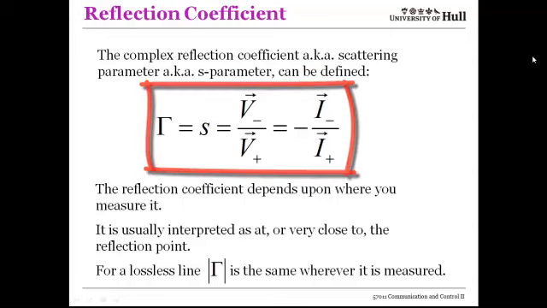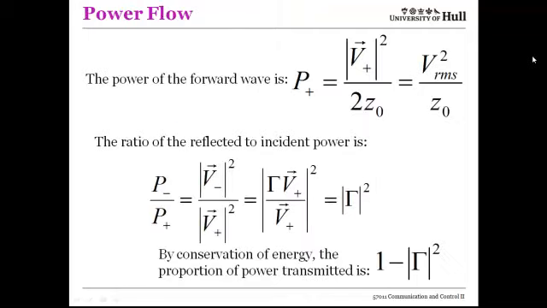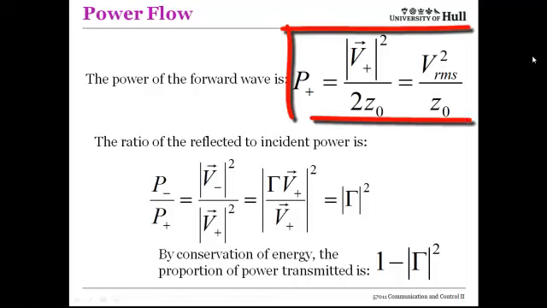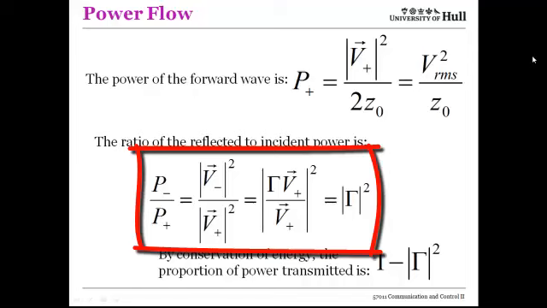Now in a lossless line, where the voltage and current phases only change in phase as they travel along a transmission line, the amplitude doesn't change, then the size of the reflection coefficient is the same wherever you measure it along the line. The power in the forward travelling wave is proportional to the amplitude squared. It has this expression in terms of the voltage phasor or the RMS voltage value. So we can define a ratio of the forward travelling power and the backwards travelling power. Simply by squaring these phasors, we can see that that ratio is equal to the reflection coefficient squared.